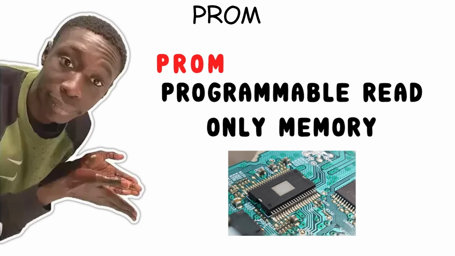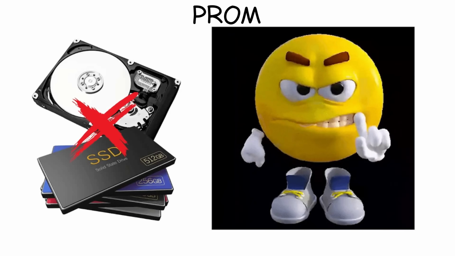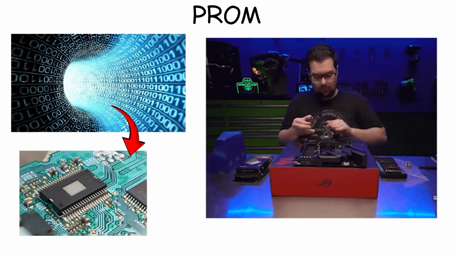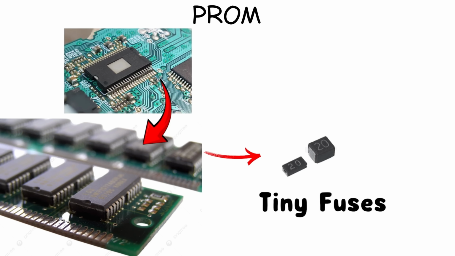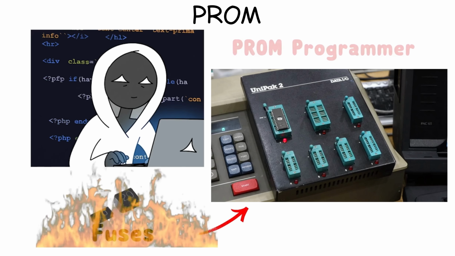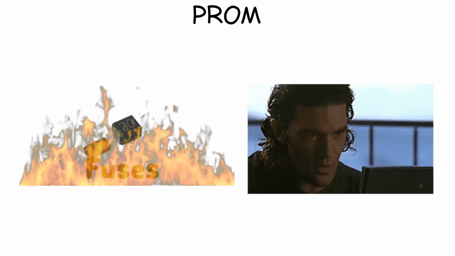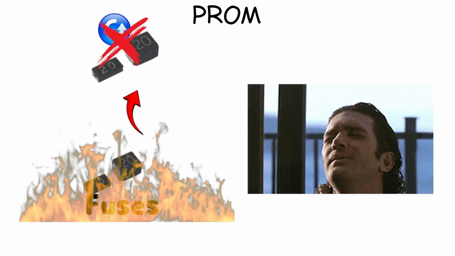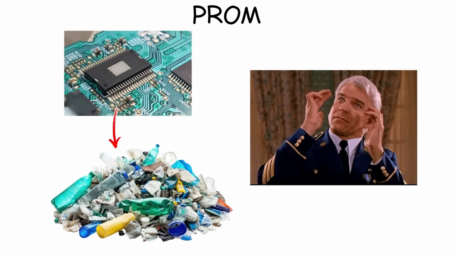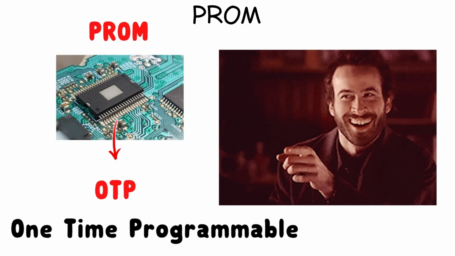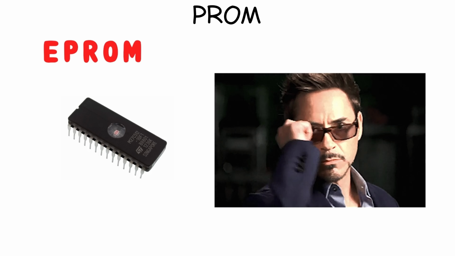PROM stands for Programmable Read-Only Memory. Unlike basic ROM, it can be programmed after manufacturing, but only once. Inside a PROM chip, there are tiny fuses, one for each bit. Programming means burning specific fuses using a PROM programmer. Once a fuse is burned, it cannot be restored. If a mistake is made, the chip is discarded. For this reason, PROM is also called OTP, one-time programmable. That inability to correct errors led to the development of EPROM.